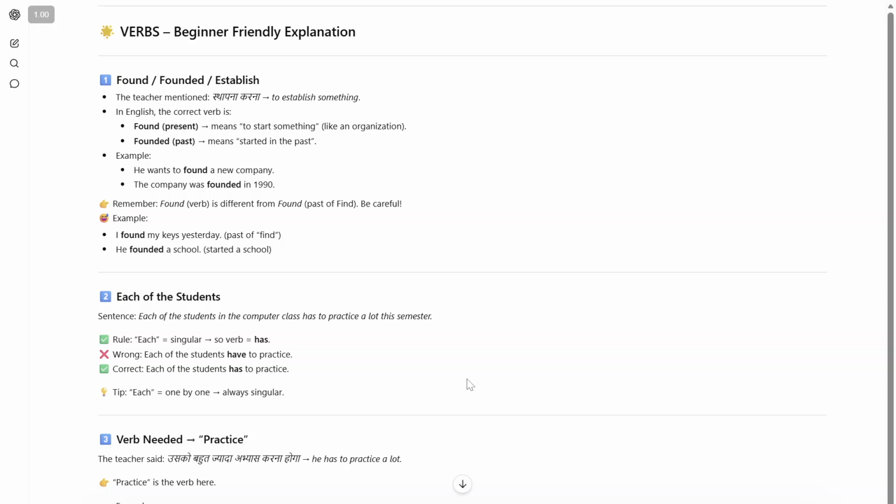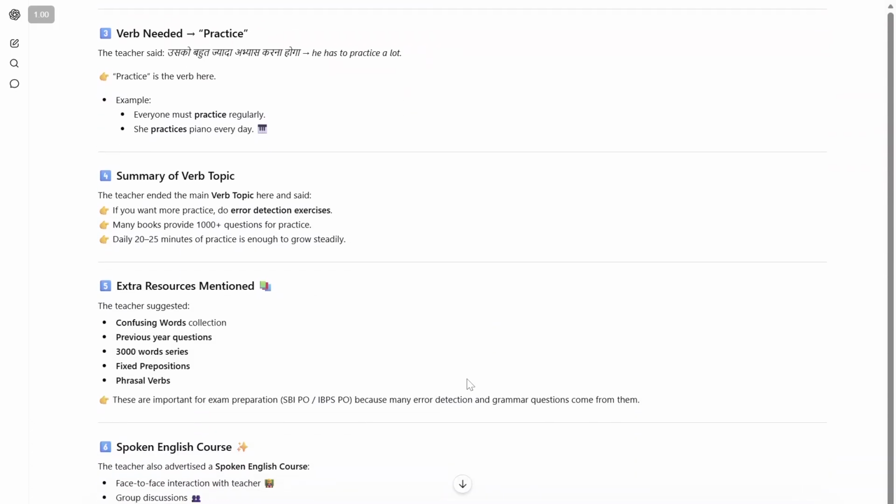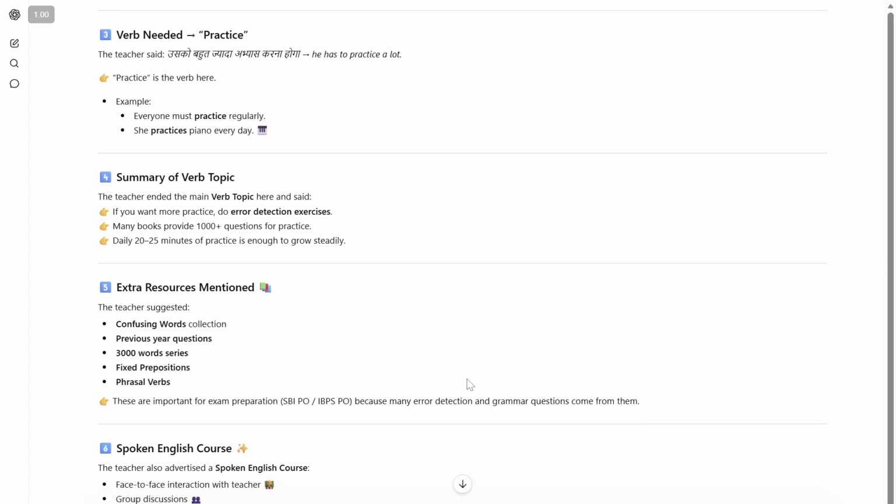Each of the students sentence. Each of the students in the computer class has to practice a lot this semester. Rule, each equals singular, so verb equals has. Wrong, each of the students have to practice. Correct, each of the students has to practice. Tip, each equals 1 by 1, always singular. Verb needed, practice. The teacher said, Usko bahut zyada abhyas karna hoga. He has to practice a lot. Practice is the verb here.